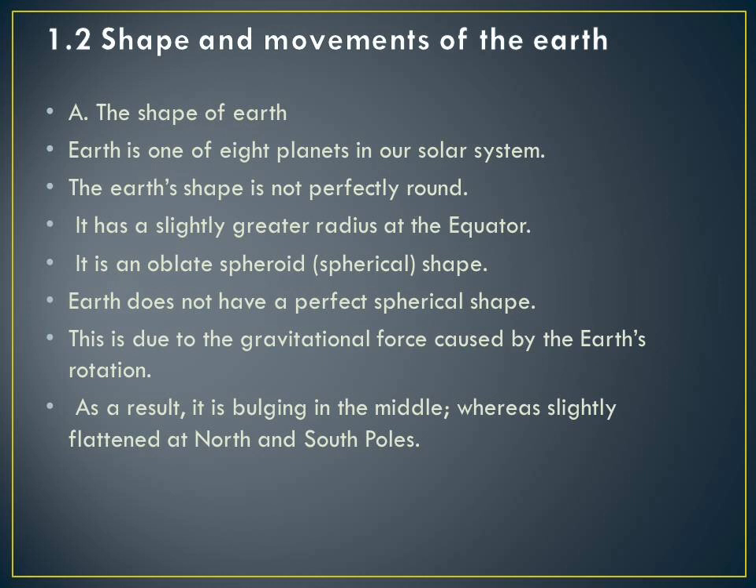Why does this happen? The oblate spheroid shape of the Earth is due to gravitational forces caused by the rotation of the Earth. So the Earth is bulging in the middle and flattened at the North and South Pole.